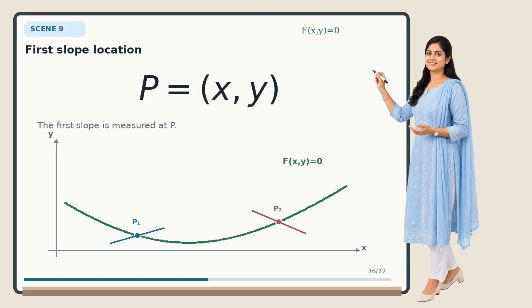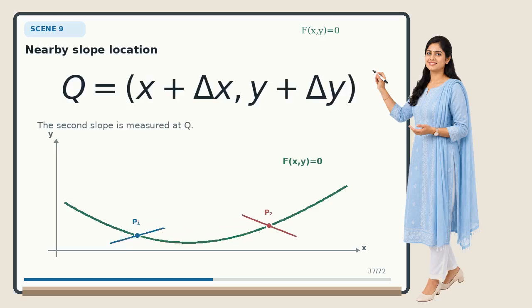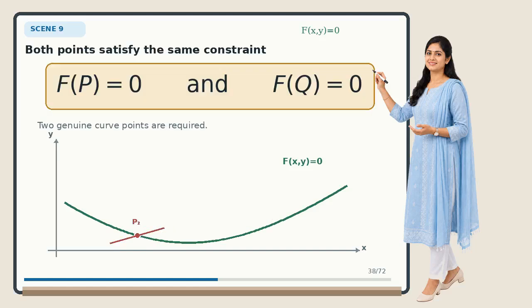Mark the first point P with coordinates x comma y on the implicit curve. Choose the nearby point Q with both coordinates changed. Delta y is the amount required by the curve after x changes by delta x. Both slopes must be slopes of the same curve, therefore both P and Q must satisfy f equals 0.